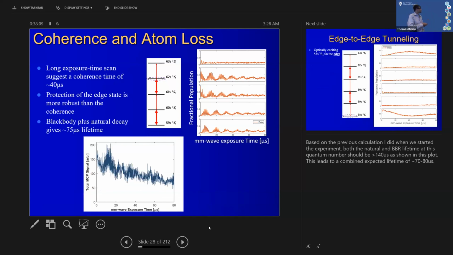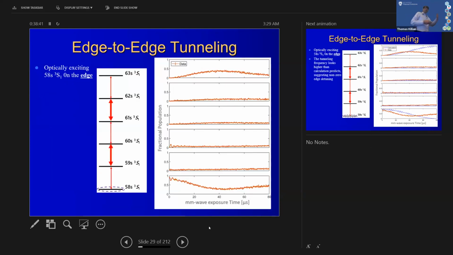Now, I should say that this graph here is showing the total population in all the Rydberg states. And so with these quantum numbers, we have around a 75 microsecond lifetime with black body radiation and natural decay. And so you can see on roughly that time scale, the total population is decaying away. So we do normalize all this data at all times. So this is always the relative population of what's remaining in these triplet S1 states. Okay, so that's the population in the bulk.